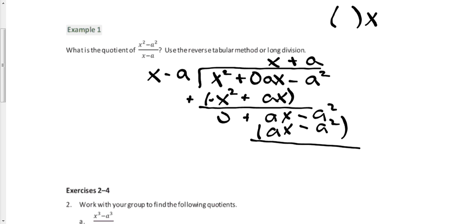Minus. Cora, how do I subtract these two? How do I take care of this guy? Distribute the negative. Well, what does that mean, Cora? What's this become? And then what's this become? And this? Good. So then I get ax minus ax gets me 0. Negative a squared plus a squared gets me 0. I'm done.